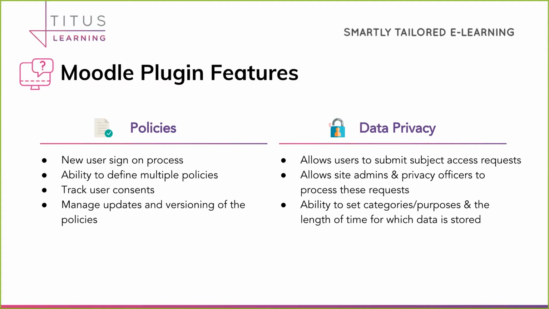And then we've got the data privacy side of things, so allowing users to actually submit a subject access request. As I said, we'll cover this in more detail. This step's a little bit further on, but a subject access request is essentially going to be users asking for their data to be deleted or exported, in summary. Data privacy will also allow site admins and privacy officers as well to process these requests or approve or deny them, export or delete users' data.